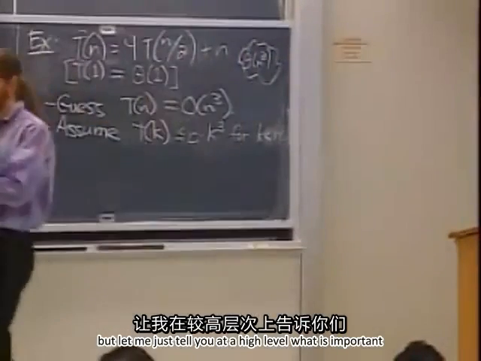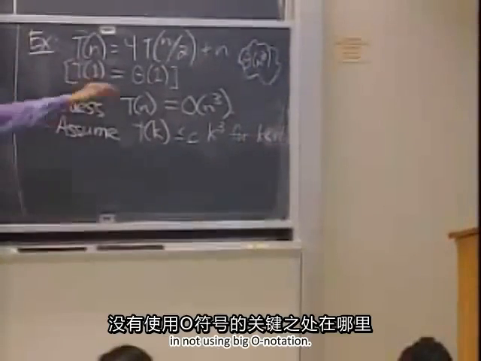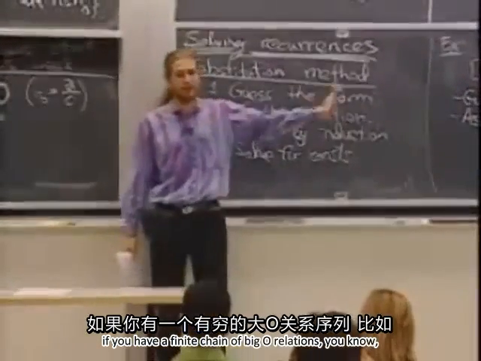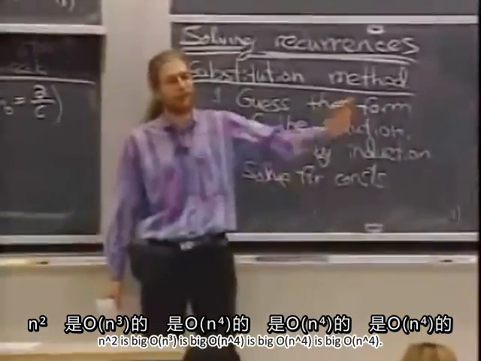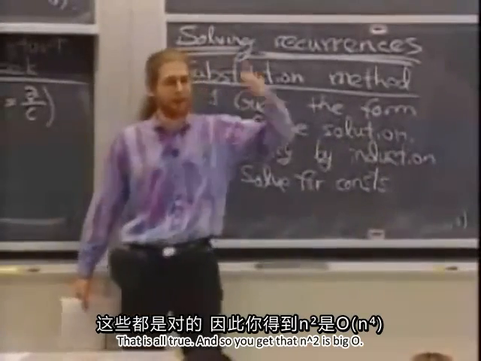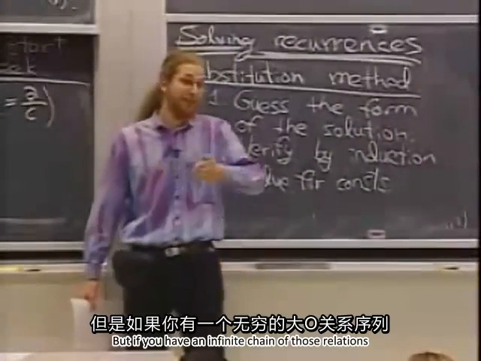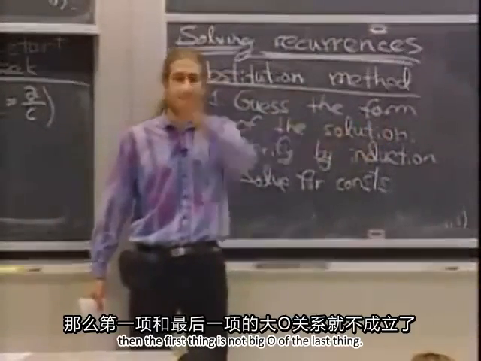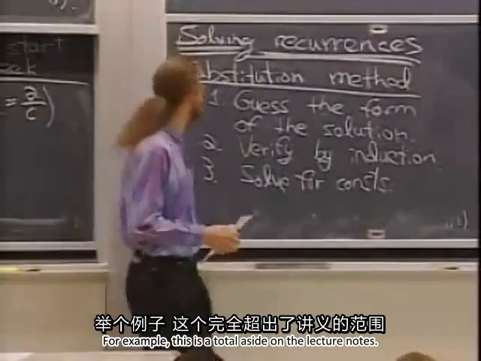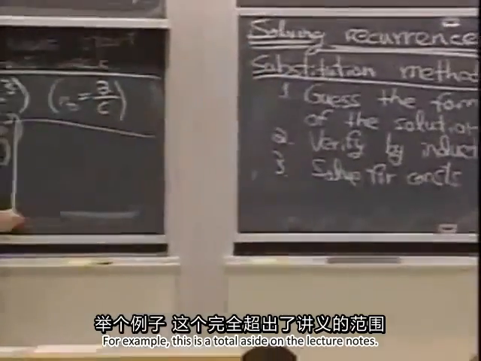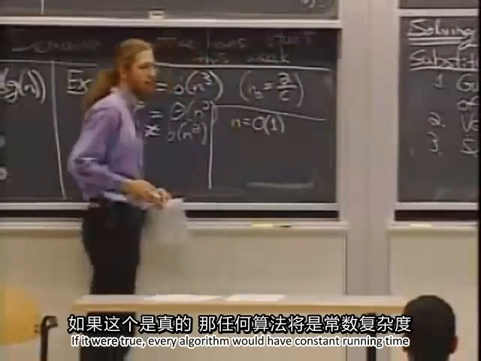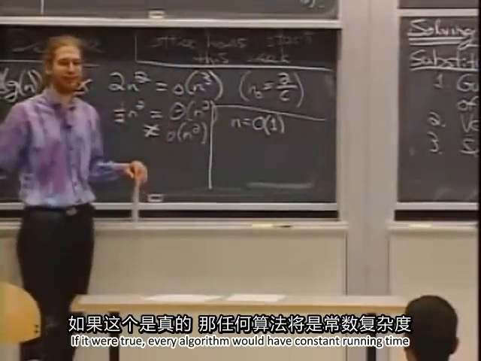Let me just tell you at a high level what's important in not using big O notation. Big O notation is great if you have a finite chain of big O relations. You know, n squared is big O of n cubed, is big O of n to the fourth, and so on. That's all true, and so you get that n squared is big O of n to the fourth. But if you have an infinite chain of those relations, then the first thing is not big O of the last thing. You have to be very careful. For example, this is a total aside from the lecture notes. Suppose you want to prove that n equals order 1. This is a great relation. If it were true, every algorithm would have constant running time. So this is not true.